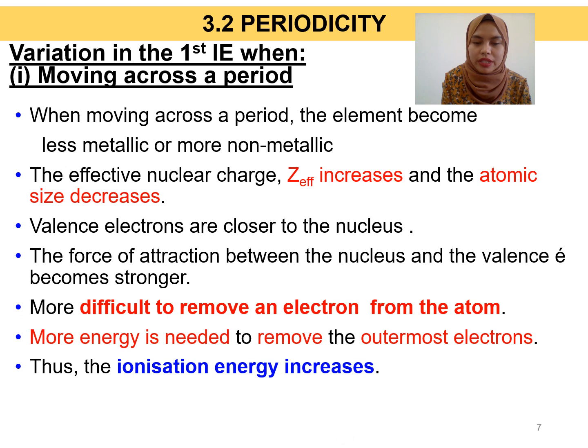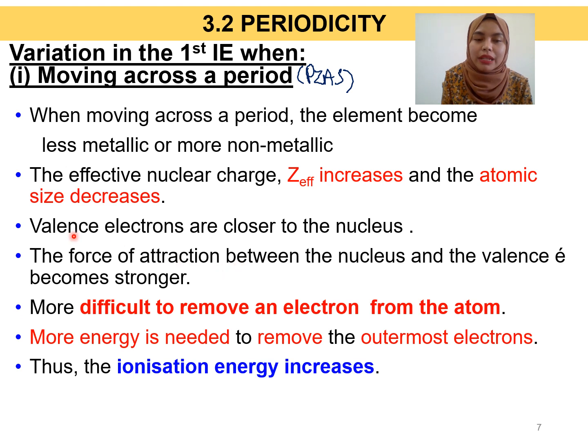Okay, so bila you move across the period, you need to remember pizas. So what is pizas? Bila move across the period, your proton number will increase. Bila proton number increase, apa akan berlaku pada effective nuclear charge? Effective nuclear charge akan increase. Bila effective nuclear charge increase, bermaksud the size of your atom will be decrease. Okay? And how about the attraction? Okay, so the attraction between the nucleus and the valence electron will become stronger. Sebab kenapa? Sebab now the valence electrons will be closer to the nucleus.